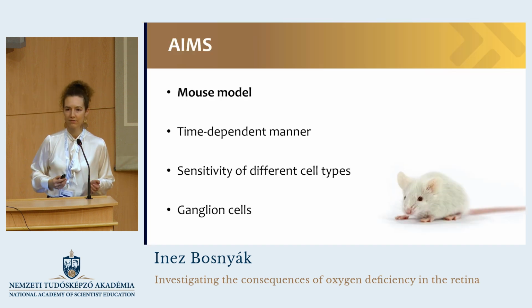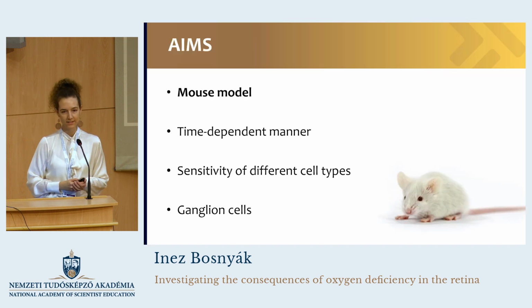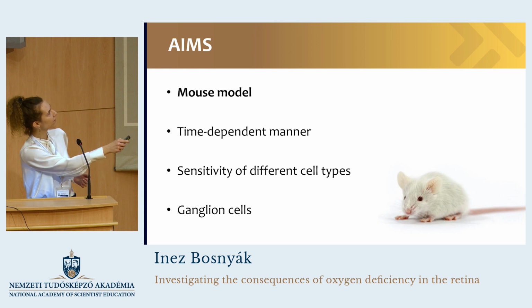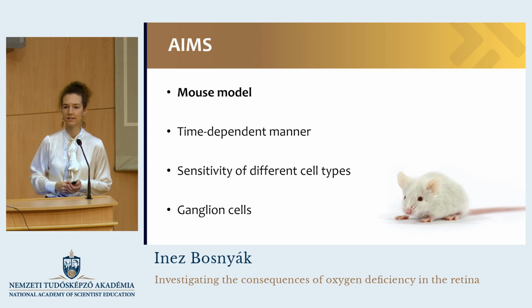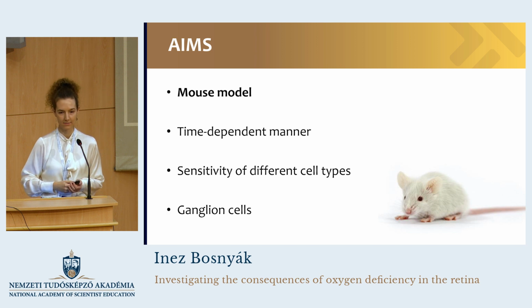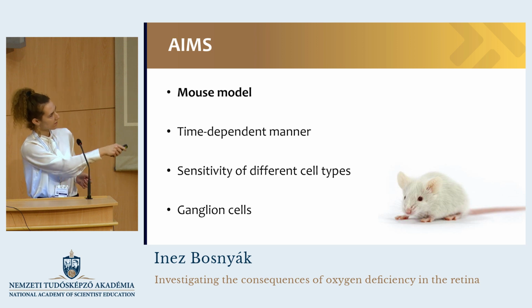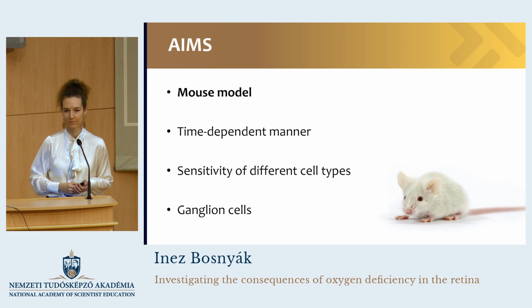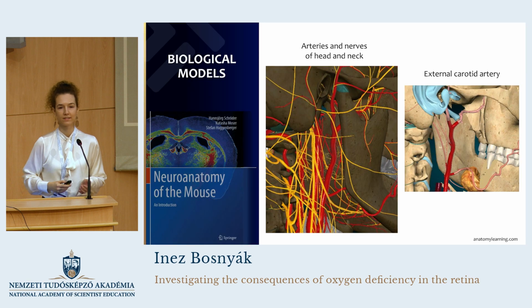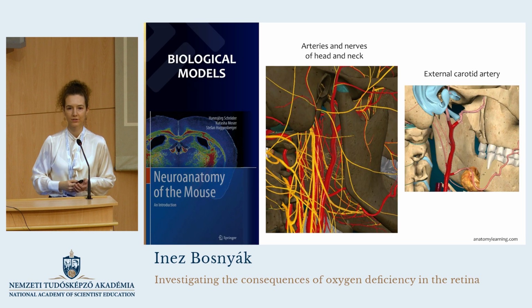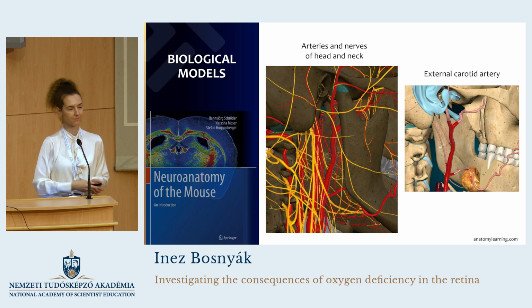That's why our aim was to develop an optimal ischemic retinopathy mouse model to investigate the cell damage in time-dependent manner to find the most sensitive cell types. Besides this, we were curious about the ganglion cell damage. However, you may ask that what is a biological model and why do we need biological models?